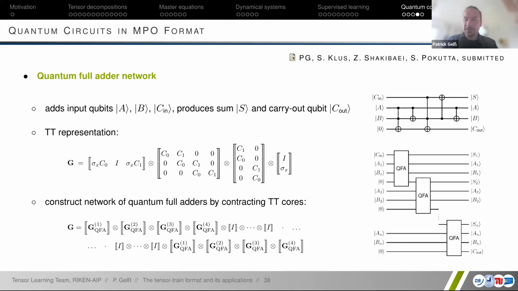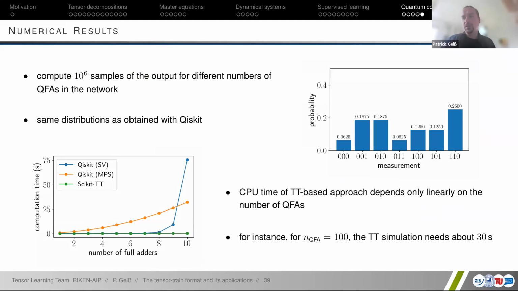To construct our quantum full adder network, we simply take this G here above, and we take different quantum full adders and just combine the last and the first cores of all decompositions. So we get a rank 4 decomposition of arbitrarily large quantum full adder networks, and we can directly simulate it using our tensor train methods.